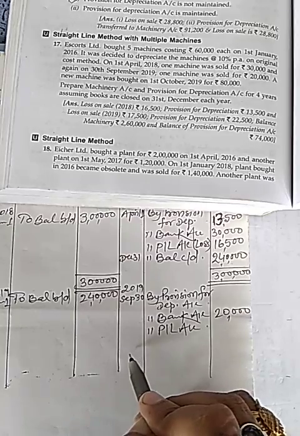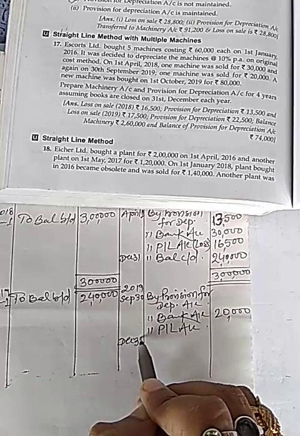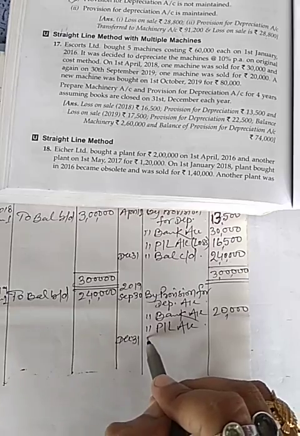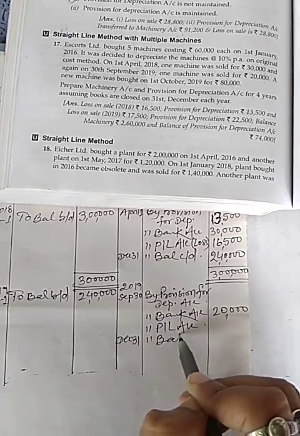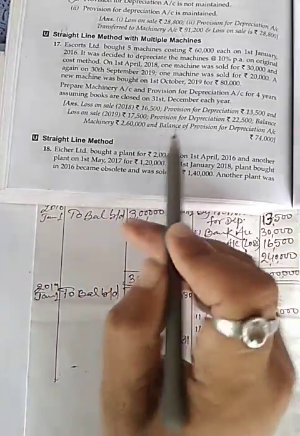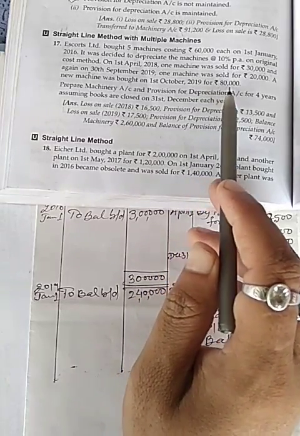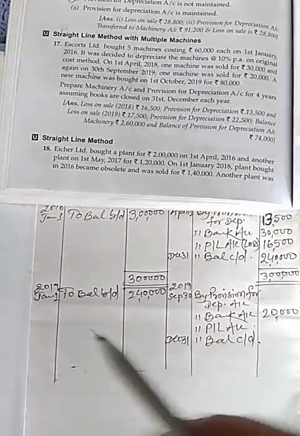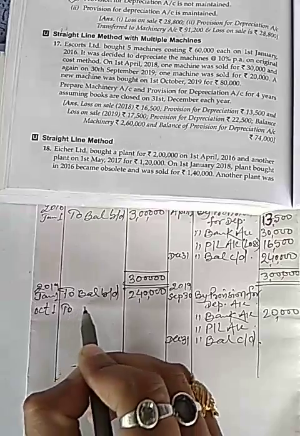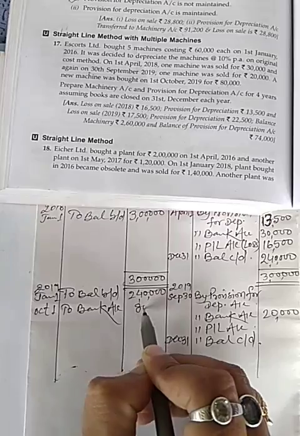Now on 31st December 2019, we have balance C/D, and in this question also on 1st October 2019 one machine costing 80,000 was purchased. So we will write October 1st to bank account 80,000.